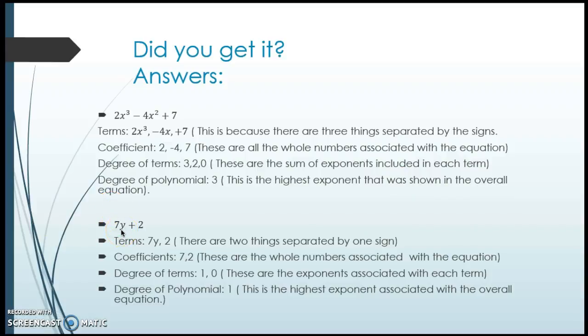7y plus 2. Terms. 7y, 2. There are two things separated by one sign. Coefficients. 7, 2. These are the whole numbers associated with the equation. Degree of terms. 1, 0. These are the exponents associated with each term. Degree of polynomial. 1. This is the highest exponent associated with the overall equation.